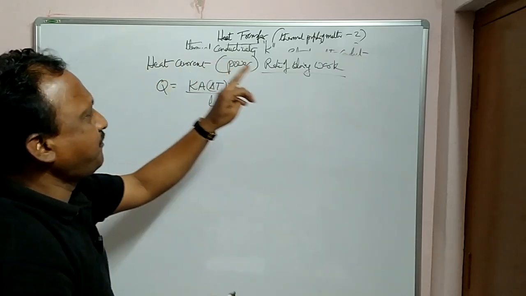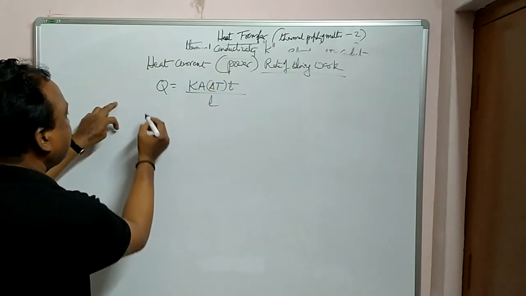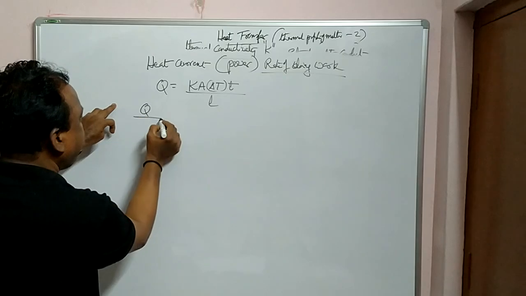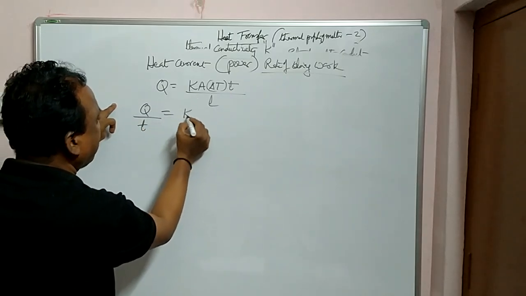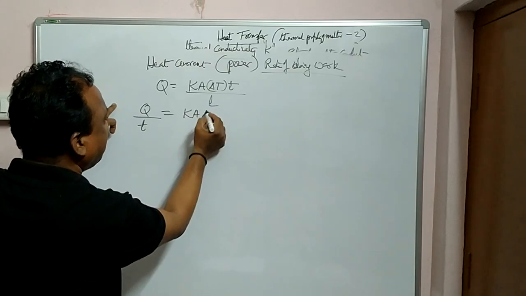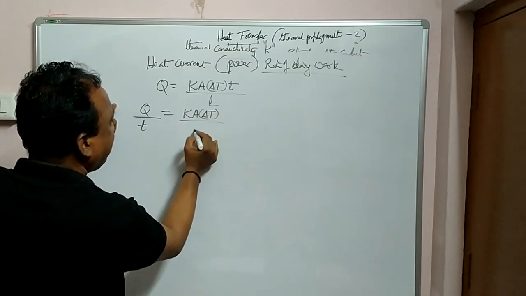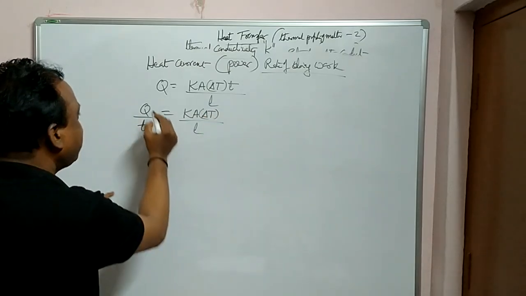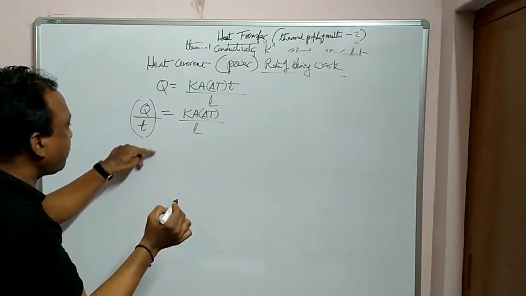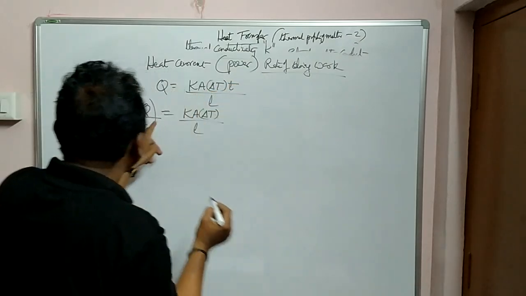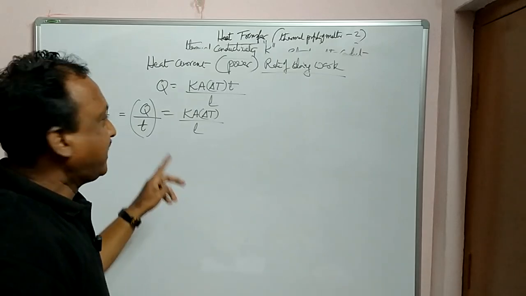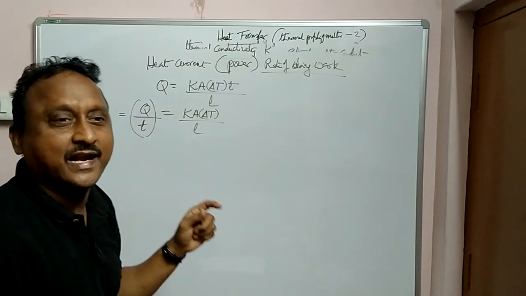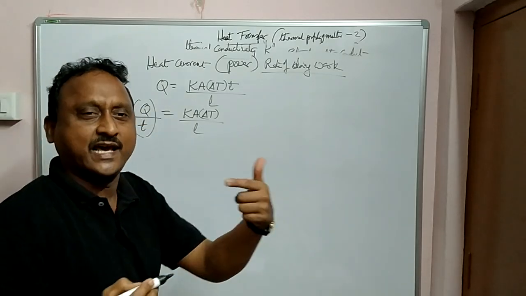Now how will you define power or heat current? That means rate of flow of heat, that is, heat divided by time t. So Q by t is equal to KA delta T by L. What is this rate of flow of heat, rate of doing work? Power. So I can write this as capital H. This is also called heat current.